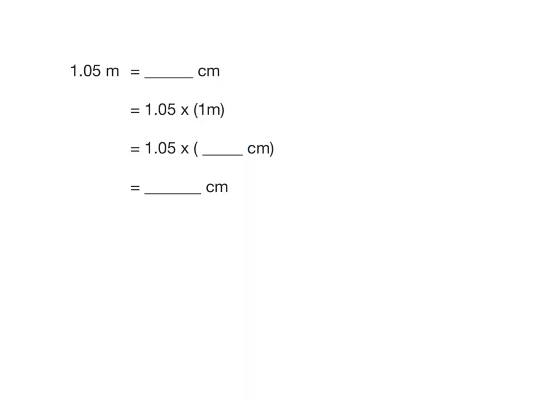Now let's use the same format to try another one. Now we're converting from meters. Our old unit is going to be meters. M stands for meters. And our new unit is centimeters. This question is asking us to find out how many centimeters are in 1.05 meters. Okay, so we know that 1.05 meters is 1.05 copies of 1 meter. You'll notice it's still our old units. Well, we know that's going to be the same as 1.05 copies of some number of centimeters.